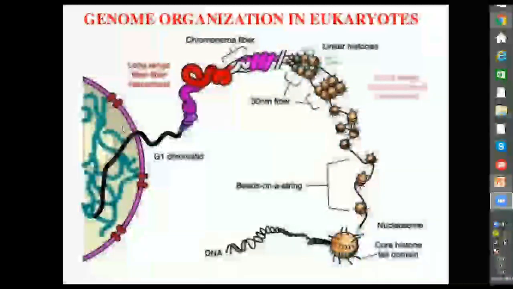So we are having 46 chromosomes, 23 pairs of chromosomes: 22 pairs of autosomes and one pair of sex chromosomes, X and Y. And these chromosomes are made up of chromatin fibers. So these are the chromatin fibers, and these chromatin fibers are supercoiled, forming the chromosomes. So chromatin fibers contain DNA molecules.